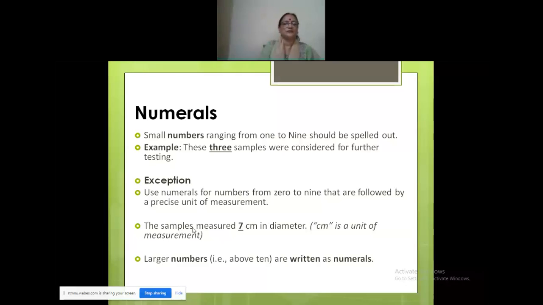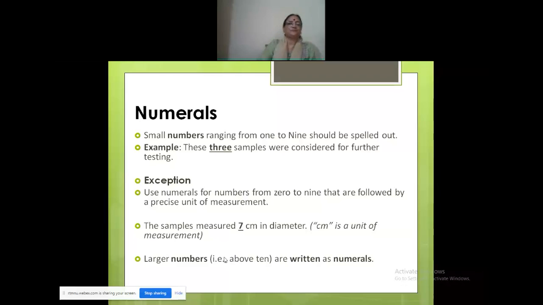So the samples measured 7 centimeter in diameter. Centimeter is a unit of measurement, so you can write the numeral there. Whenever there's a precise unit of measurement, you will use the numeral. But if there is no precise unit of measurement, it is something general, then you can spell them out. And that is for numbers 1 to 9. But larger numbers, that is above 10, are written as numerals.